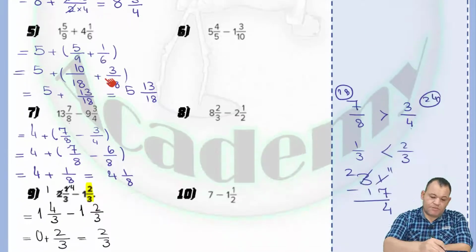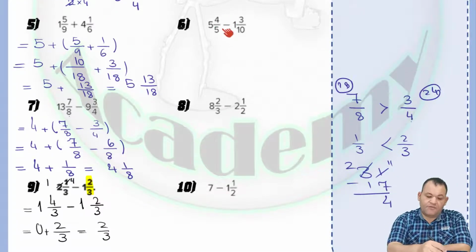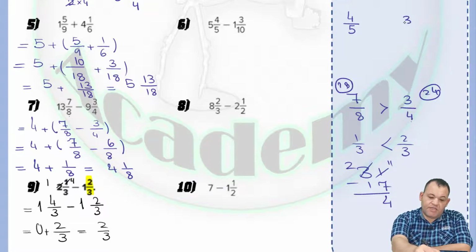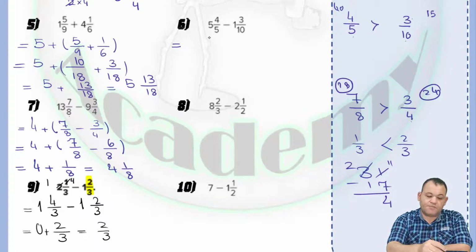Again for question number 6. We have 5 and 4 over 5 minus 1 and 3 over 10. At first I need to check if 4 over 5 is greater than 3 over 10 or not. 10 times 4 equals 40. 5 times 3 equals 15. So we have here 40 is greater than 15. The first fraction is greater than the second one. So we can subtract. 5 minus 1 equals 4.